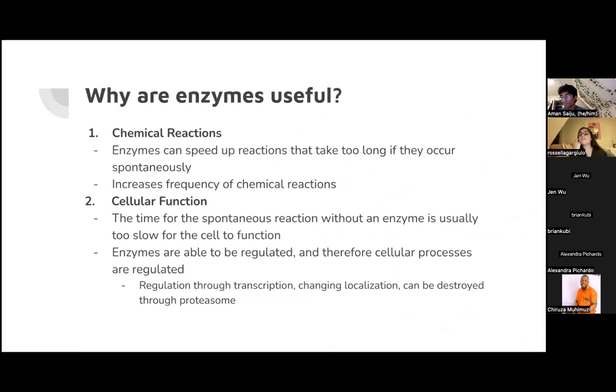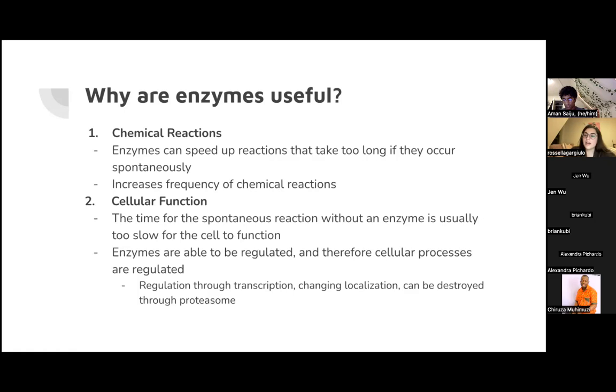Something very important about enzymes is that they are able to be regulated, and they can be regulated through multiple ways. One is that they can be regulated through transcription. So if your cell really needs an enzyme, it can go transcribe it and translate it. And if it doesn't need an enzyme, it just won't transcribe and translate it. And if you have too much of the enzyme and you don't need it anymore, the enzymes can also be tagged to be destroyed through the proteasome.